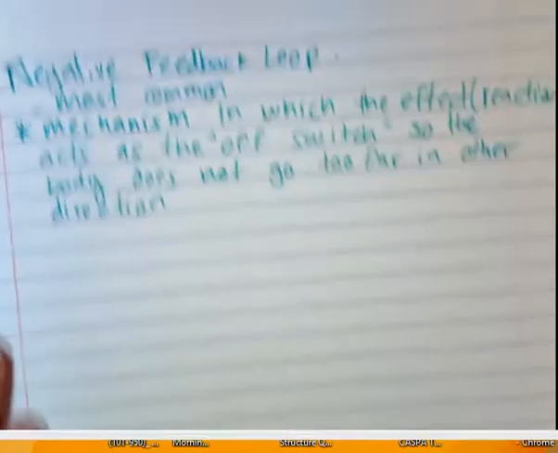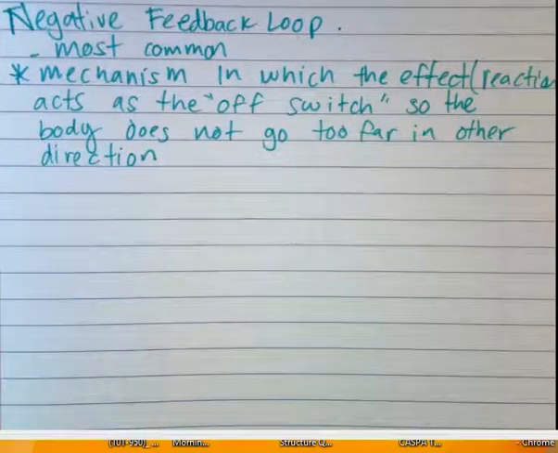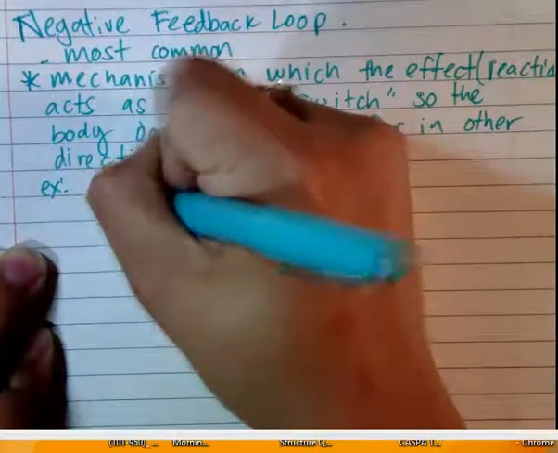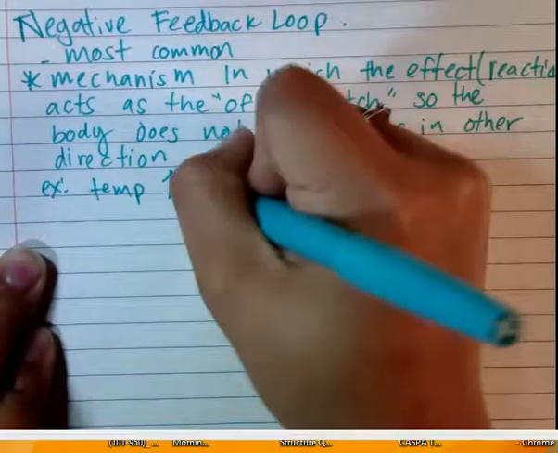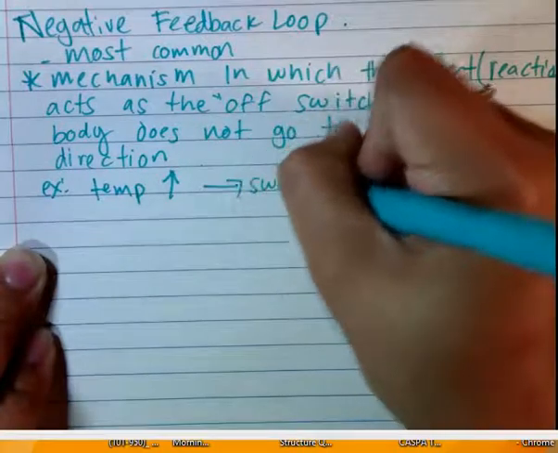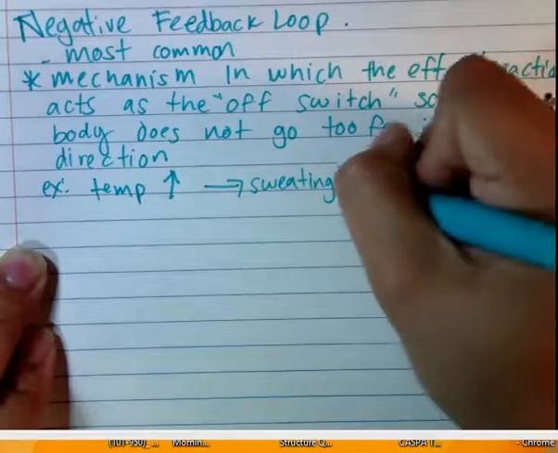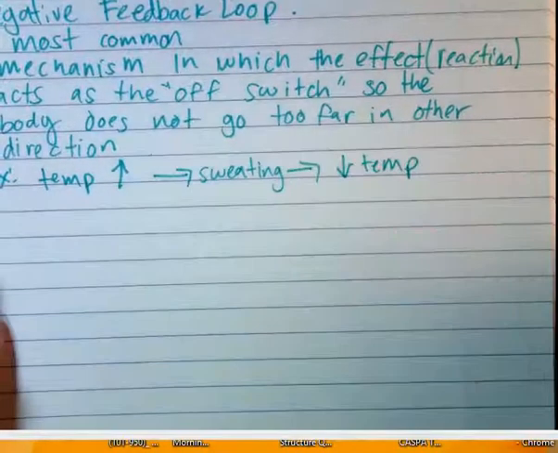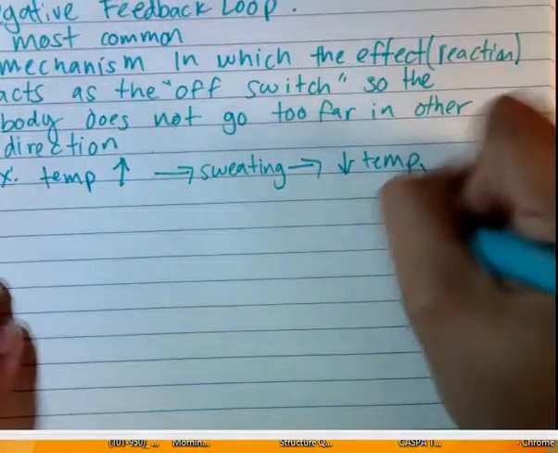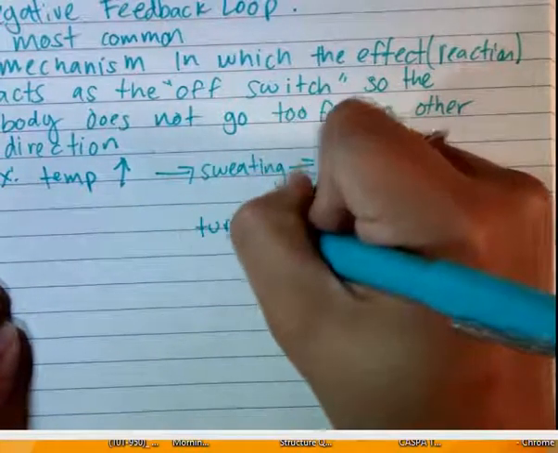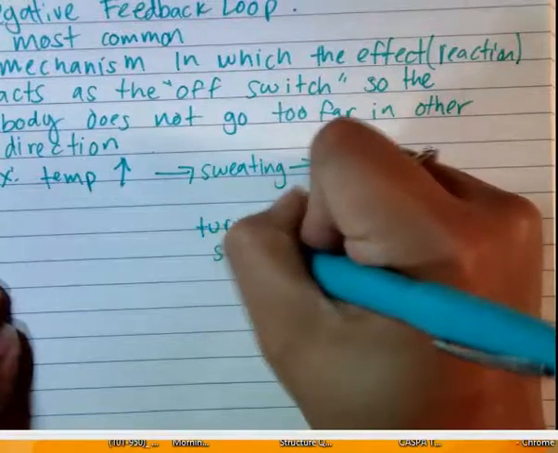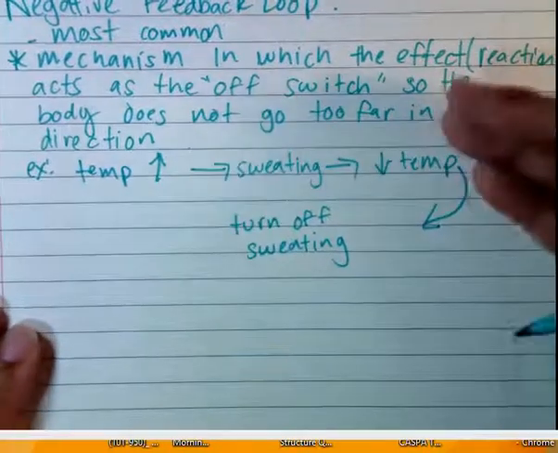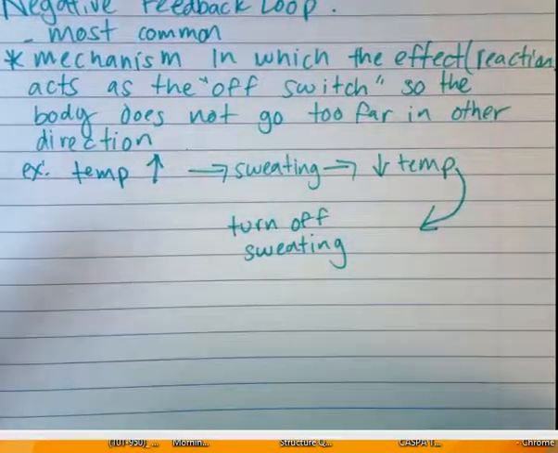So back to our sweating example. If your temperature gets too high, the response is going to be sweating, which is going to lead to a drop in temperature. Hopefully you cool down, and that in return is going to turn off sweating. Because if you were to keep sweating and sweating, even though you had already cooled down, your temperature is going to drop too far, and now you're going to be too cold.